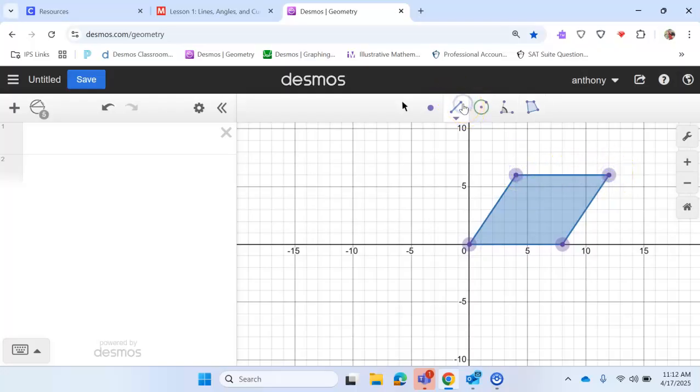The diagonals are segments from opposite vertices. And you can see they intersect at right 6, up 3.